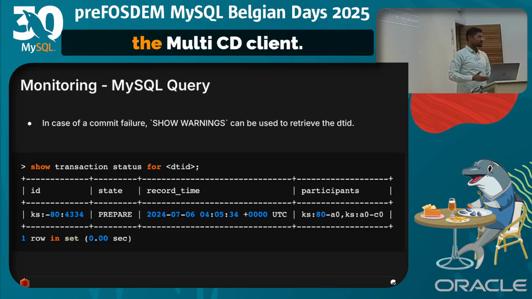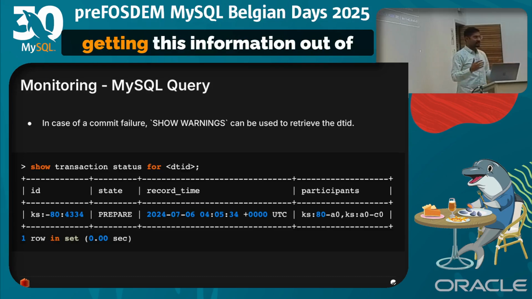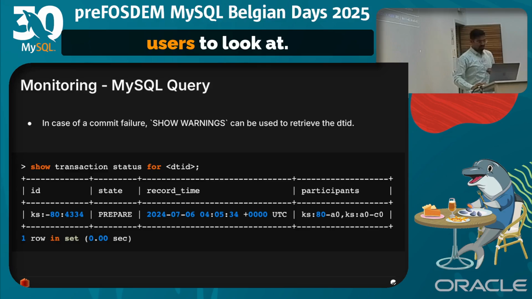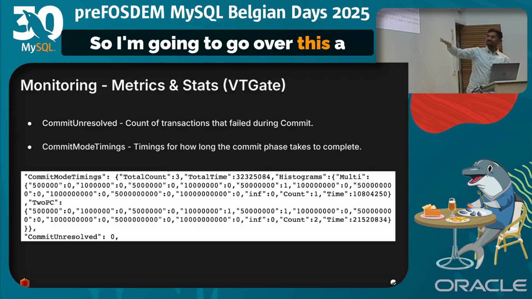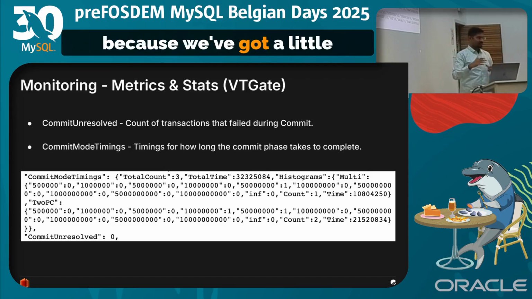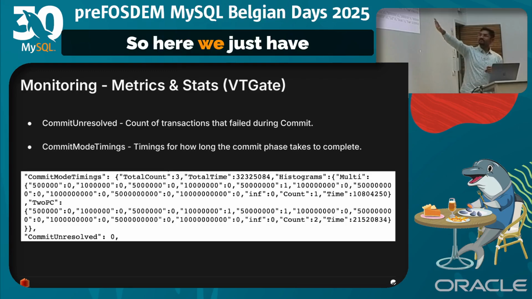The same we will also do through the VTCTLD client. So there are a bunch of ways of getting this information out of the system for the users to look at. We can talk about the metrics and stats as well. So I'm going to go over this a little quicker than I was hoping because we've got a little paucity of time. So here we just have two metrics.